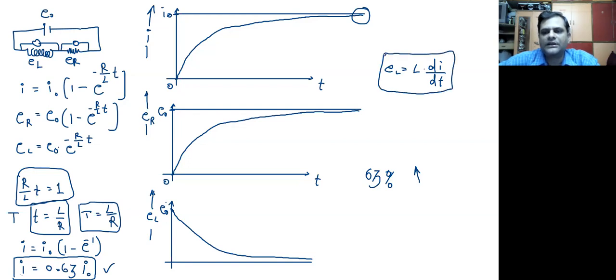See that EL is going to be actually L times the slope of, okay, slope of tangent in case of the I-t graph.